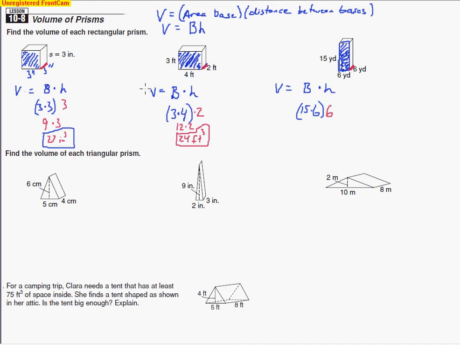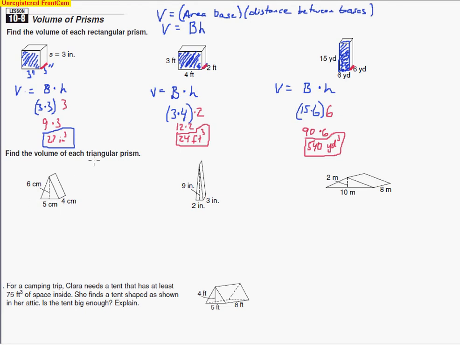So all we're doing is 15 times 6 to start with, and that gives me 90, and then I do 90 times 6. Well, 9 times 6 is 54. Carry a 0, and you get 540, and this is yards to the third power, so cubic yards. In the next problem, we're trying to find the volume of triangular prisms.